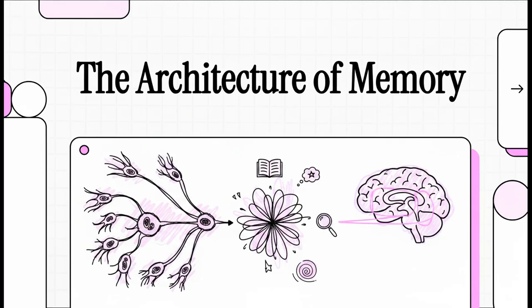Memory. It's one of the most fascinating and, let's be honest, complex phenomena in all of neuroscience. We all wish we had a little more of it, right? But how does it actually work? Today, we're going to pull back the curtain and explore the incredible architecture of this vital cognitive circuit. We're going to look at how our brains literally build the very stories of our lives.